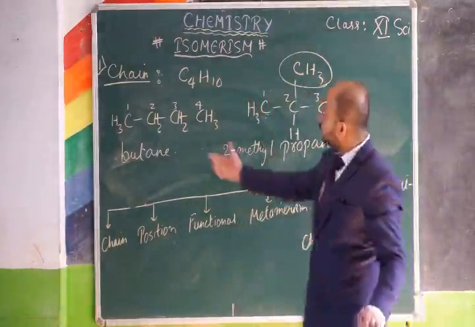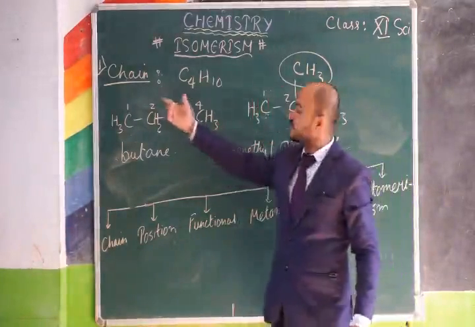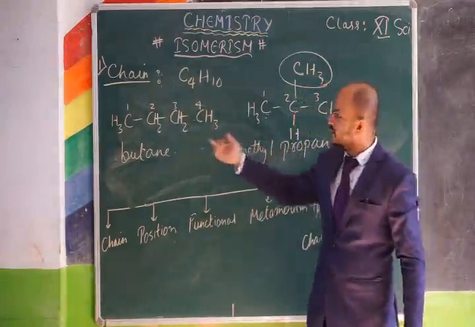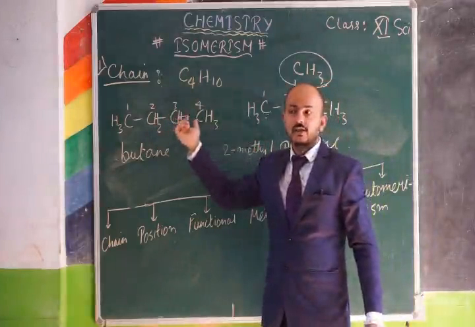Now these two are known as chain isomers of each other. Why? Because they vary in the chain length.